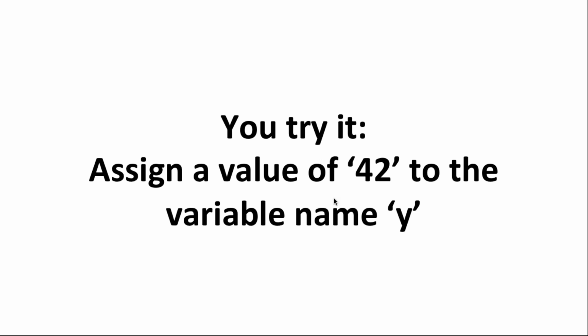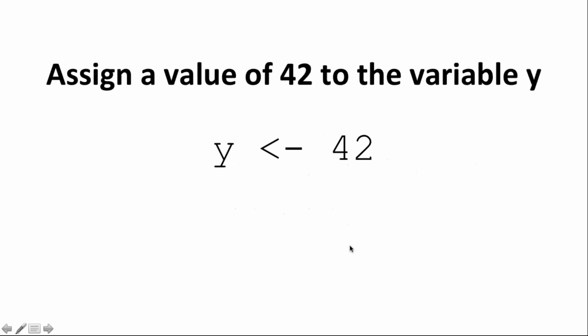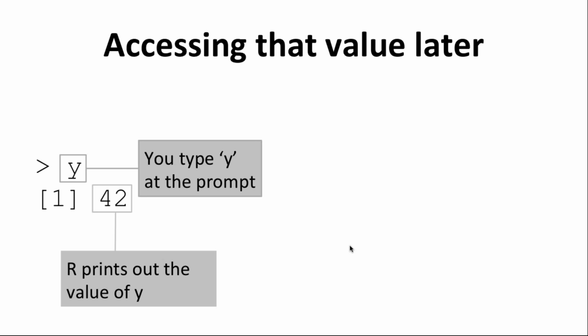Okay, so now why don't you go ahead and try it? You have RStudio open, so I want you to assign a value of 42 to a variable named y. I'm going to go through these very quickly, but if you have it open, just go to the command console and try doing that. All right, so you might have done something like this. Very, very simple. If you wanted to access that value later, you would simply type the name of the variable at the command prompt and press enter. And then R would print out what value is assigned to your variable. Again, if there's anything that's confusing at this point, please feel free to ask or type a question in the text chat.